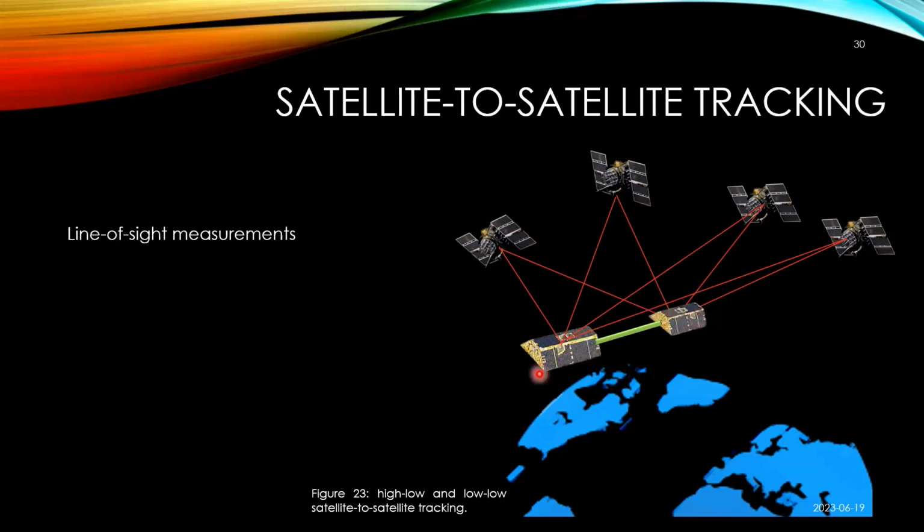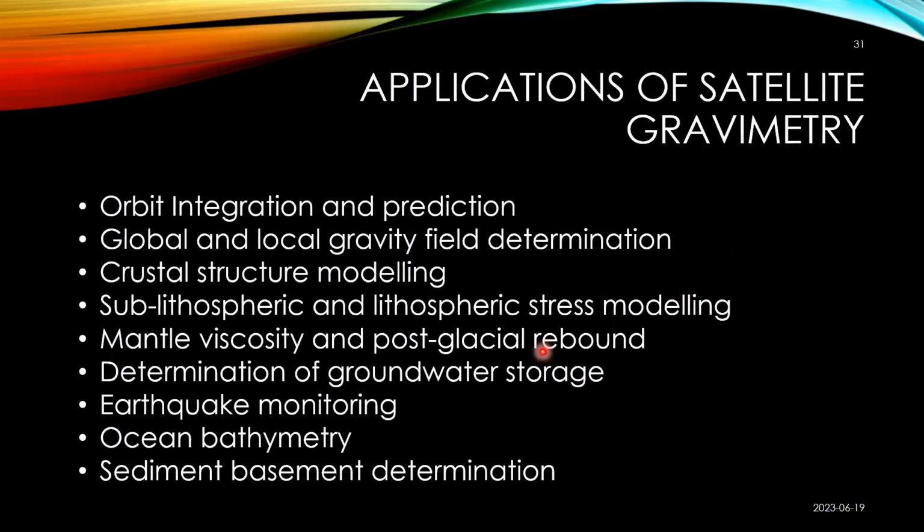There is a mathematical formula for that. This is big, and I don't want to go into it. Just know that this distance can be measured, and when the satellite moves around the Earth, this distance changes. By measuring these changes, we can determine the gravity field.